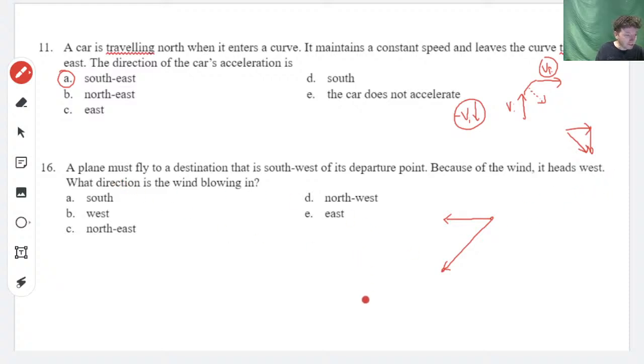Okay, well, if it's only heading west, the wind has to bring it somewhat south. Now, we don't know if it's going to bring it somewhat southwest, or somewhat southeast, or perfectly south, because we don't have actual numbers to go off of, but the wind's going to have to be in some southerly direction. And there's only one option that has south in it at all, and that's A again. Got a lot of A's here.